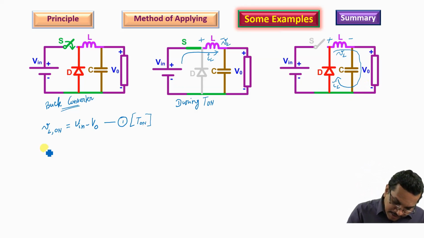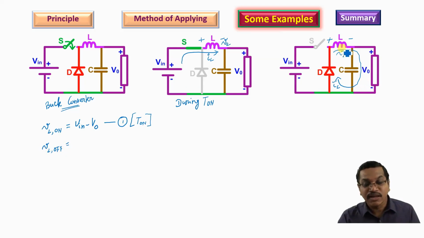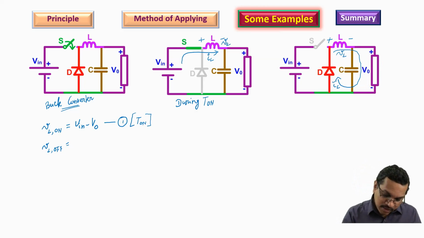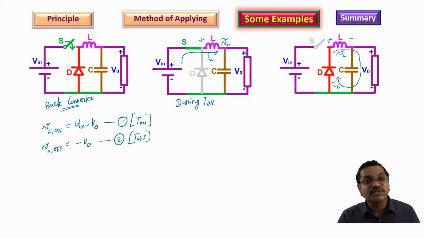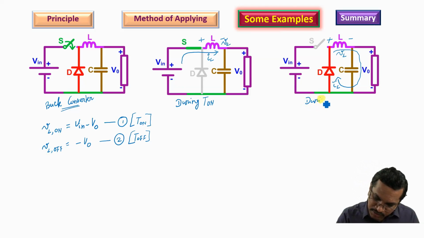I will now find that the voltage across the inductor during the off state will be: minus VL minus V naught equal to 0. I transfer VL during off, of course, to the other side. I will get VL during off as minus V naught. This is the second equation. This is of course for the off duration, and this equivalent circuit obviously is valid during the turn off interval.